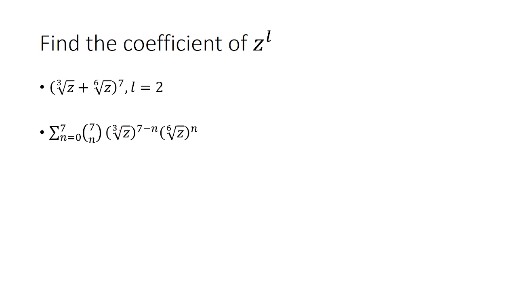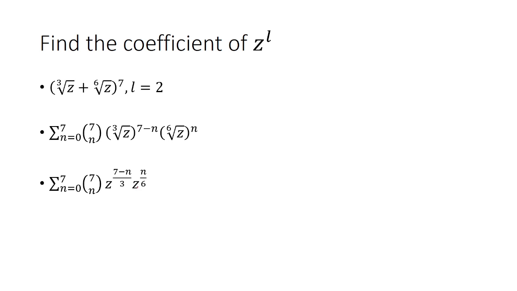So using the binomial theorem, we can rewrite this as the sum from n equals 0 to 7 of 7 choose n times the cube root of z raised to the 7 minus n, times the sixth root of z raised to the nth power. And now we can bring this together. The cube root of z, you can think of as z to the 1/3 power, and then raise that to the 7 minus n, which becomes 7 minus n over 3. And the sixth root of z raised to the nth power is n over 6.